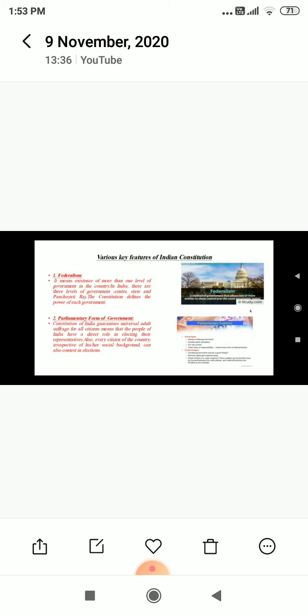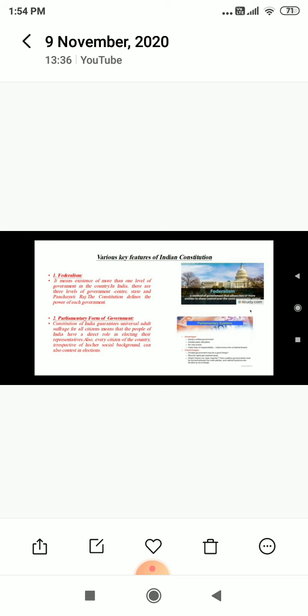The Constitution defines the power of each organ of the government. It tells about the powers and functions of the central government. It defines the powers and functions of the state as well as of the local government. Second, the parliamentary form of government.